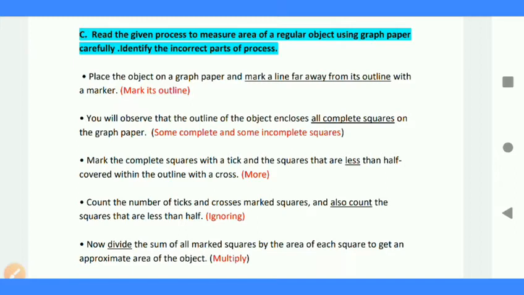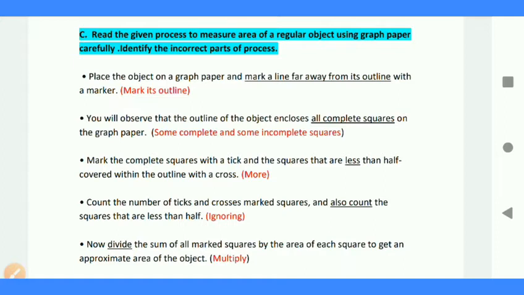Third point: mark the complete squares with a tick and the squares that are less than half covered within the outline with a cross. No, in the place of less, write more than half covered with the outline with a cross. So mark the complete squares with a tick and more than half covered with a cross.